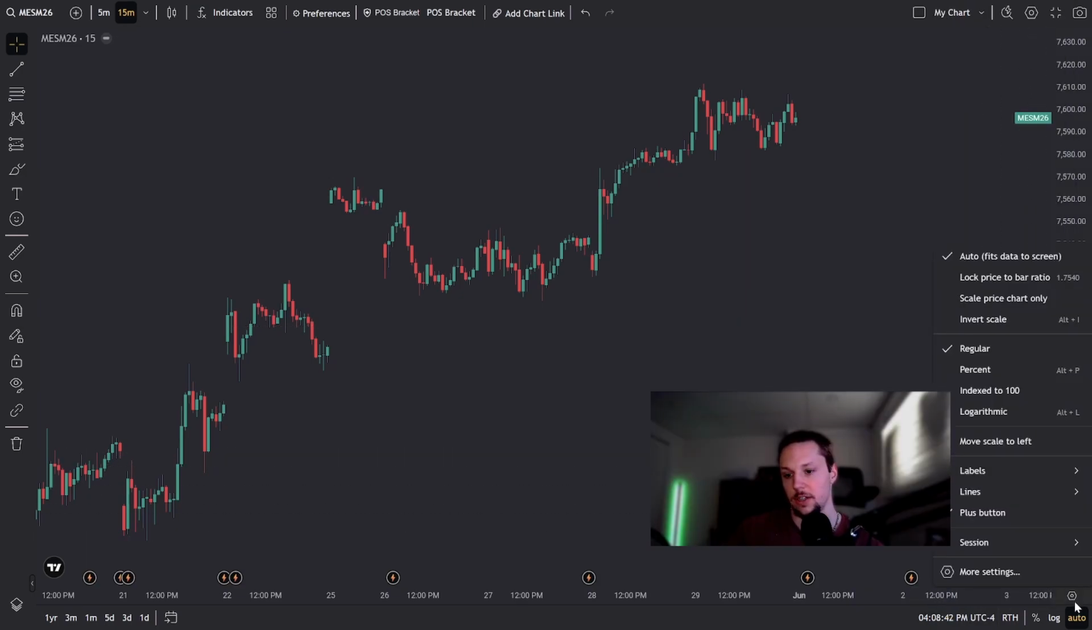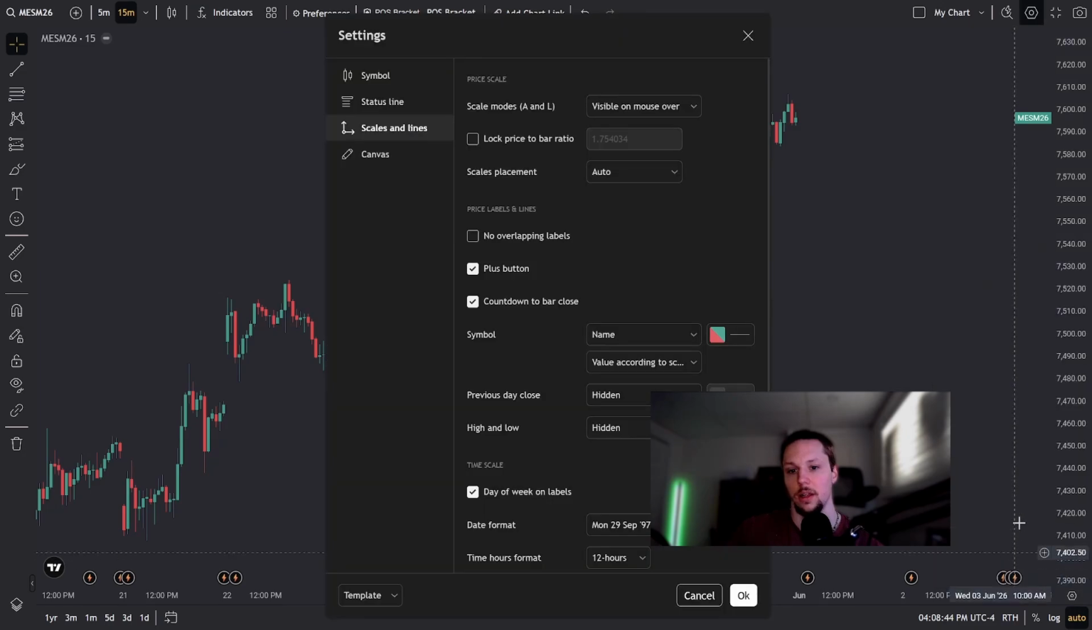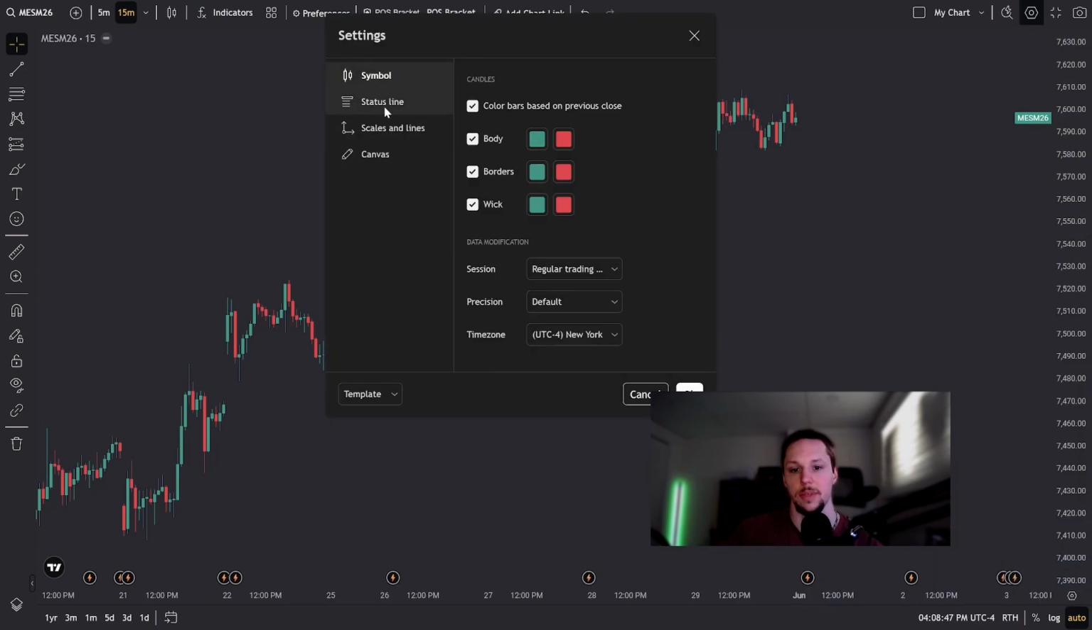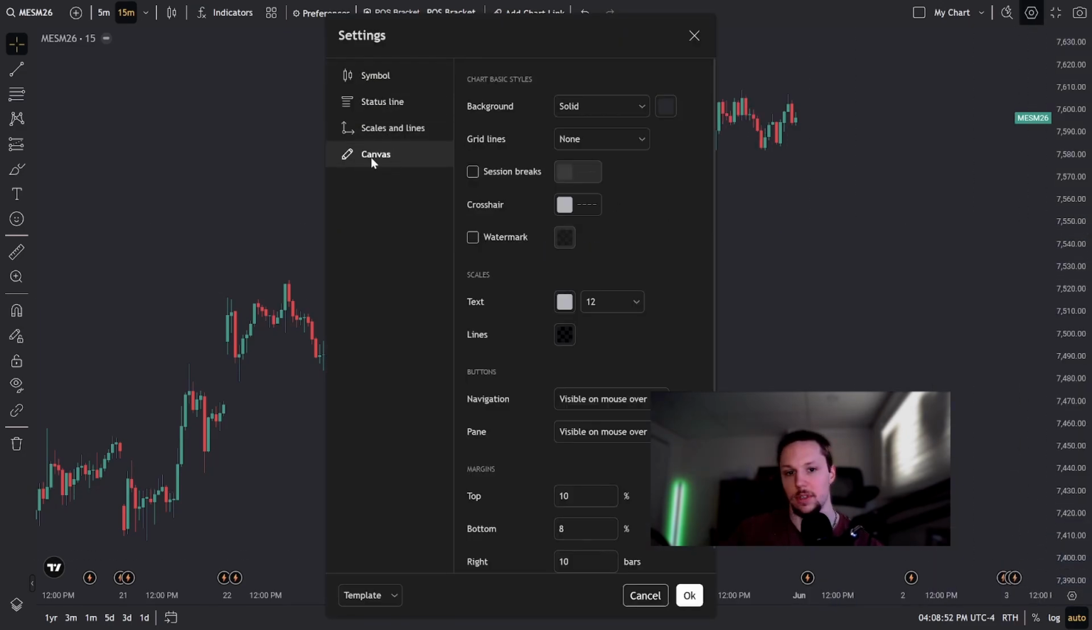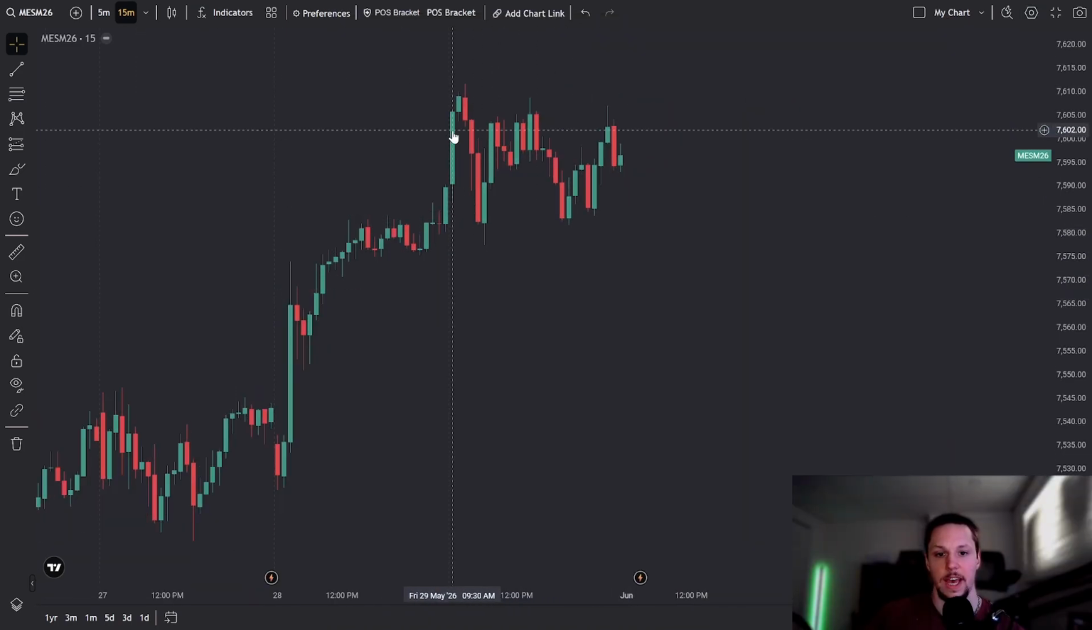Next, you're going to select your settings option as well. And we are going to add some session breaks. So you'll have to select canvas and session breaks. And all this does is it's going to add some small little lines to represent each New York session.